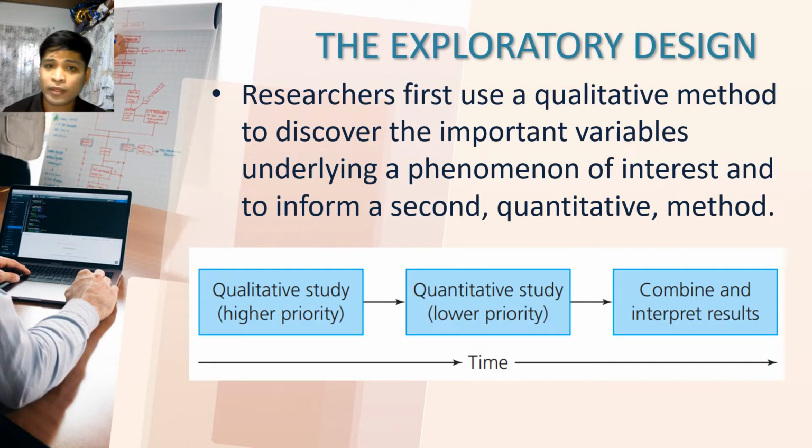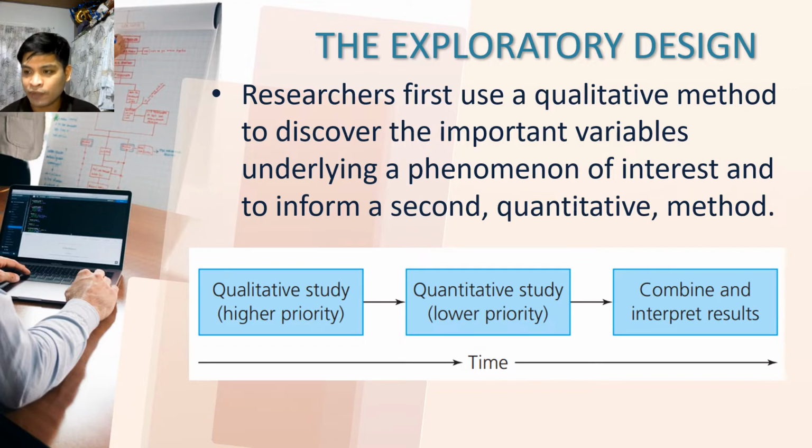First, we have the exploratory design. In this approach, researchers first use a qualitative method to discover the important variables underlying a phenomenon of interest and to inform a second, quantitative method. So researchers first employ qualitative methods to identify the key factors behind a phenomenon and to inform a subsequent quantitative procedure. Then they look for connections between these factors.